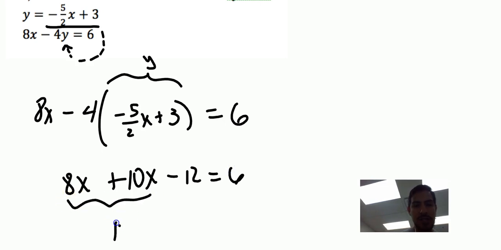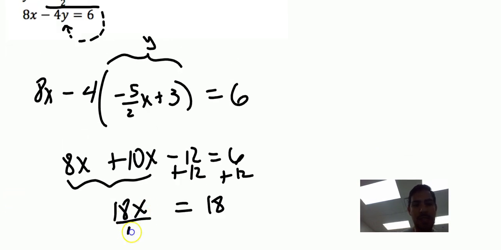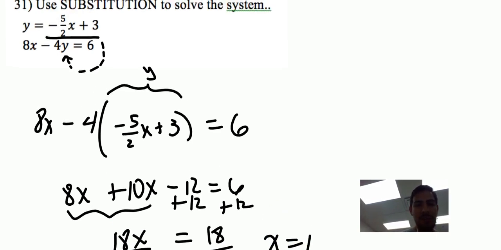This part is equal to 18x when I combine like terms. When I add 12 to both sides, I get equals 18. Then when I divide by 18 on both sides, I'm going to get x is equal to 1. Okay, if x is equal to 1, I've got to solve for y.